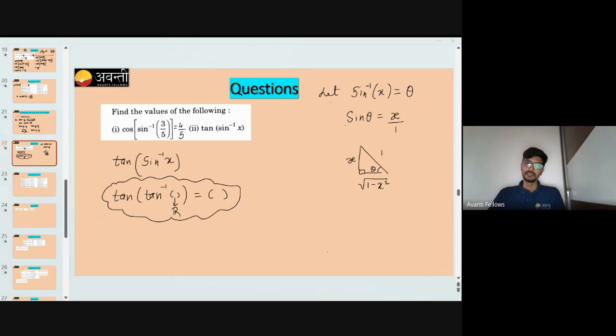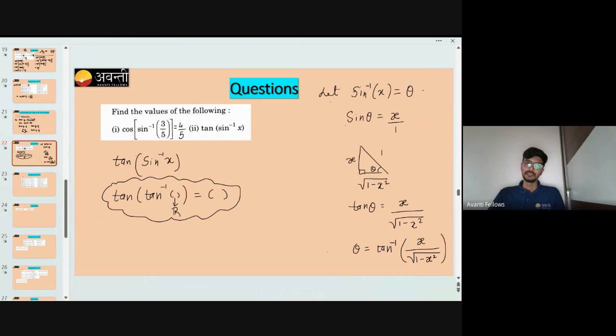Now remember, I need sine to tan. So I have sine theta, and I need tan theta. Tan theta is opposite upon adjacent. So opposite is x, and adjacent is under root of 1 minus x square. So by again the definition of inverse functions, I can write theta equals tan inverse of x upon under root of 1 minus x square.